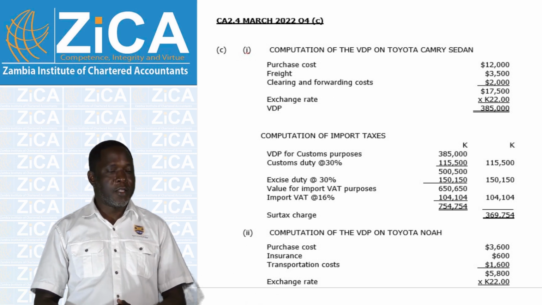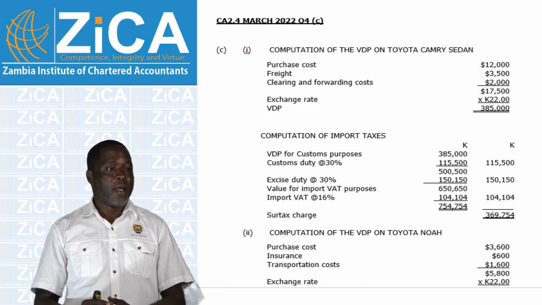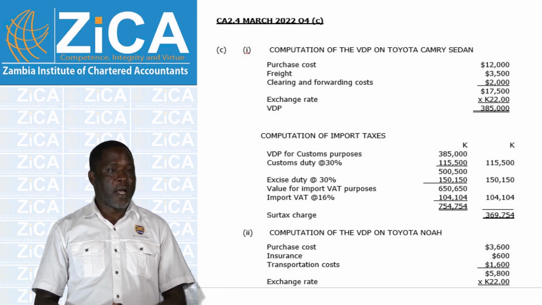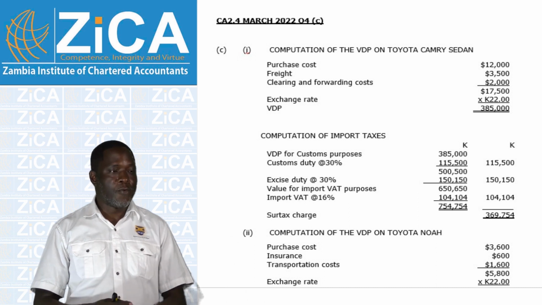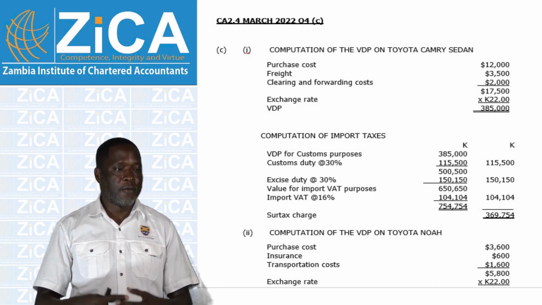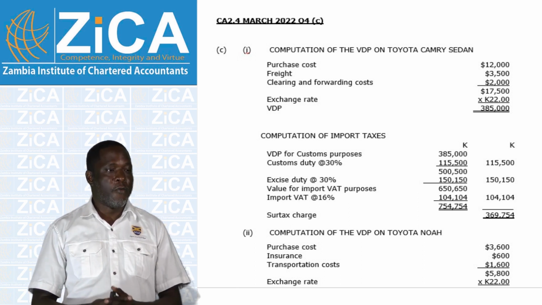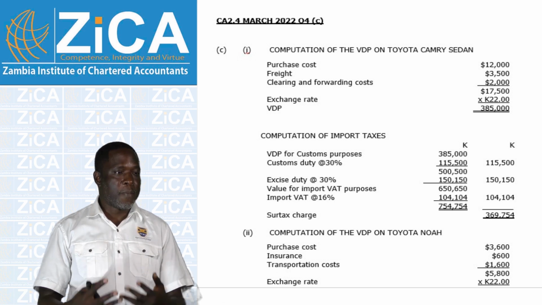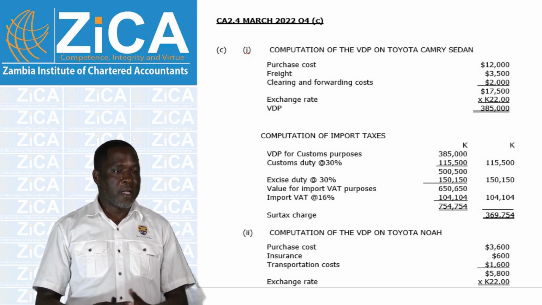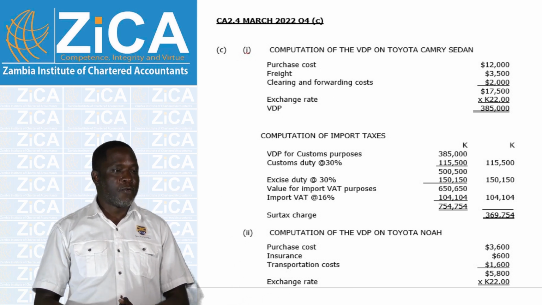Remember, we said excise duty on this category of motor vehicles depends on the cylinder capacity, and from the question, the cylinder capacity of the Toyota sedan was above 1.5 liters, and for that category of motor vehicles, the correct rate of excise duty is 30%. So the 30%, when we apply it, multiplied by 500,500, it gives us 150.